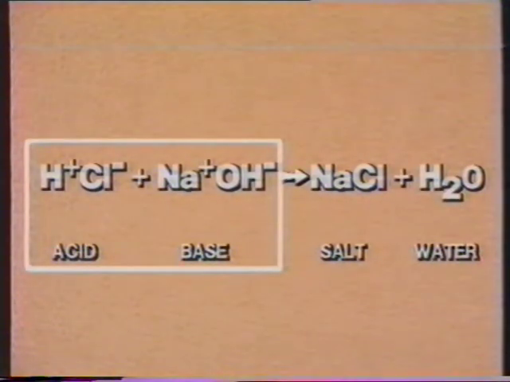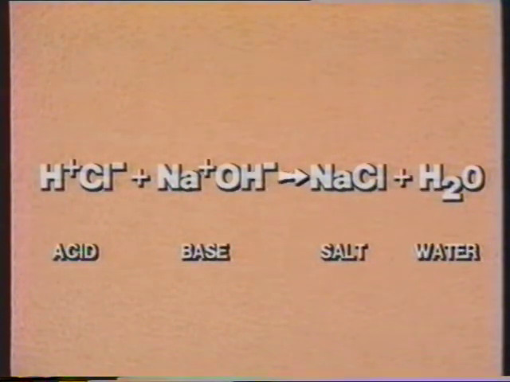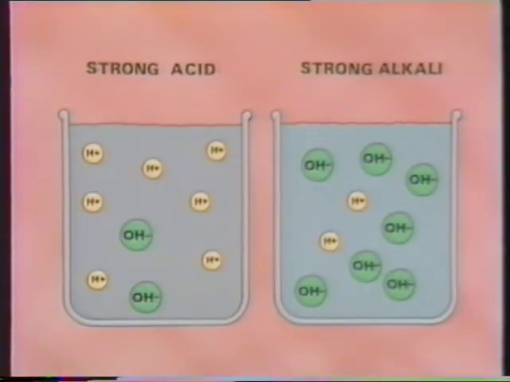The amount of acid or base used in a neutralization reaction depends on its strength. The strength of an acid or base is determined by its concentration of hydrogen and hydroxyl ions. For instance, in a strong acid, the concentration of hydrogen ions is relatively high, and the concentration of hydroxyl ions is relatively low. In a strong alkali, just the opposite is true. The concentration of hydrogen ions is relatively low, while the concentration of hydroxyl ions is relatively high.